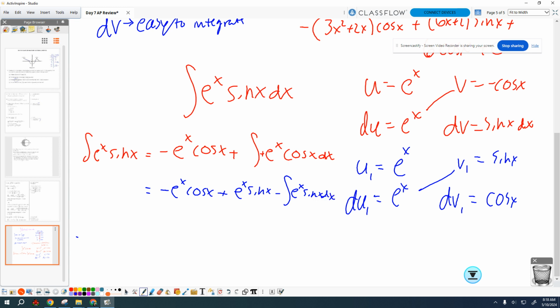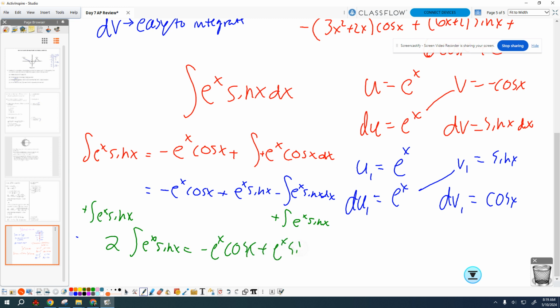You guys remember what we did from here? Add, and Kelly says add to the other side, so add this. So we have 2 of these equals negative e to the x cosine x plus e to the x sine x.